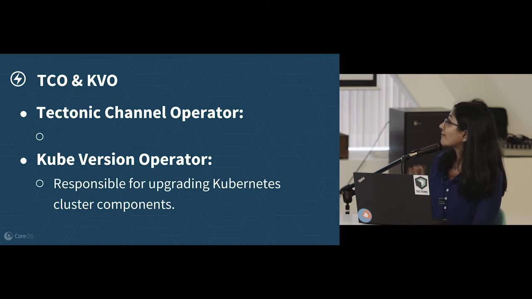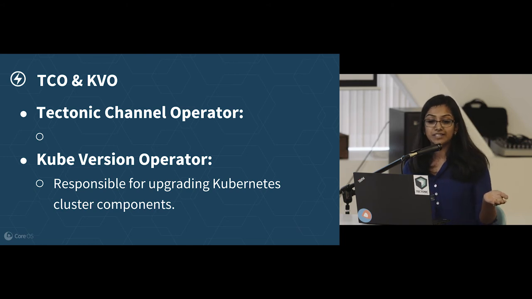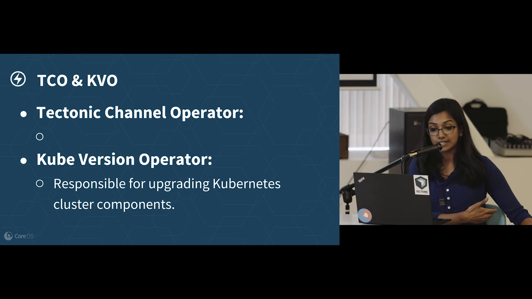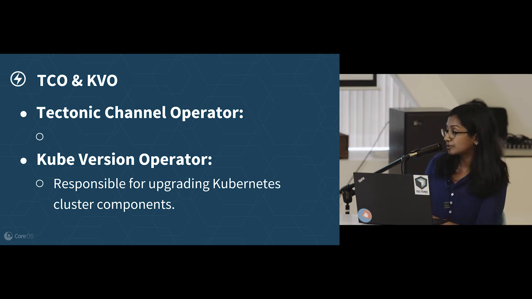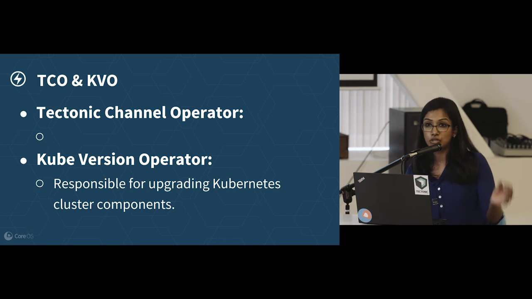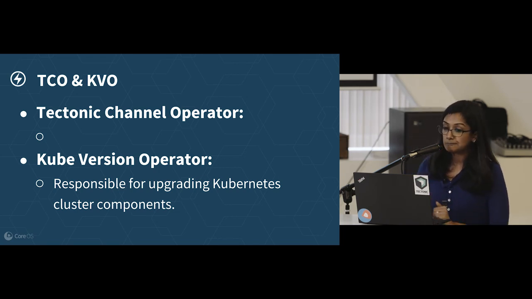Next we have TCO and KVO, which are our Tectonic channel operator and our kube version operator. As the name suggests, the Tectonic channel operator sits there, analyzes the Tectonic channel, and looks for updates. If it does find updates, your cluster is automatically updated to that new state. Same thing for the kube version operator. It looks for updates to Kubernetes and makes sure that you are at the latest version at any given time.